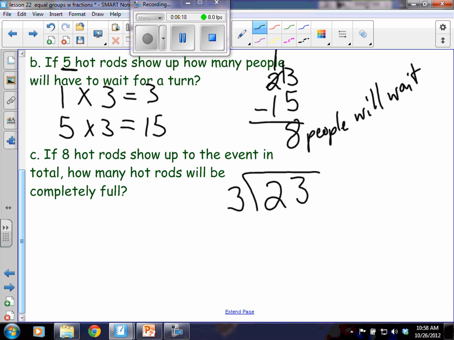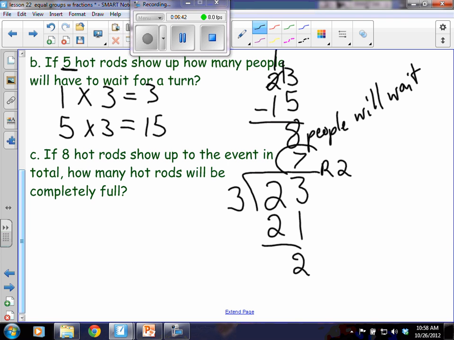Now this time we want to know exactly how many cars are going to be full. And so once again, we're going to plug this information in. 3 goes into 23. We already know that it goes in 7, 21. So we have that, and we get our remainder of 2. But now this time it says how many cars are completely full. Not how to get everyone in, but are completely full.